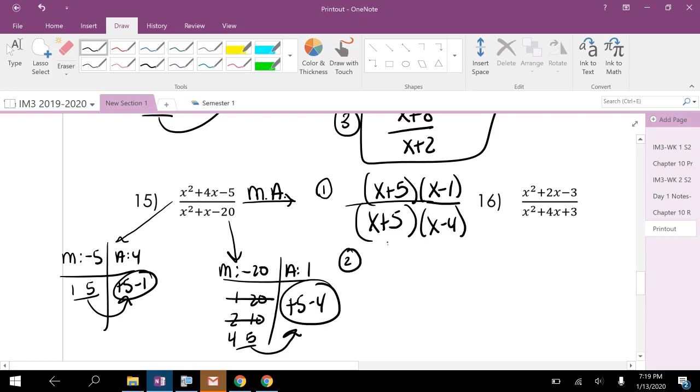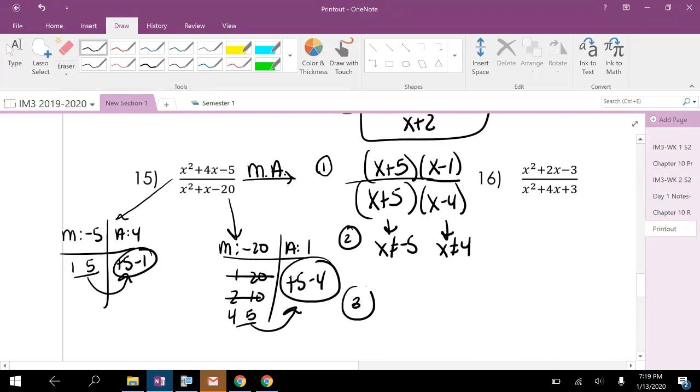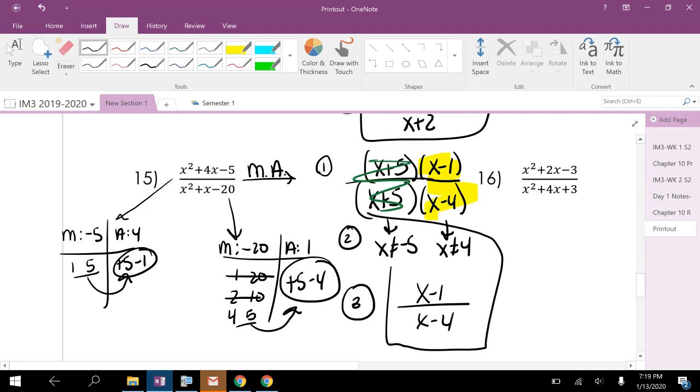And we need to list our excluded values. x cannot be negative 5 here, and x cannot be positive 4. And the very last step is to actually write out what the simplified version is. That's gone. And I'm left with x minus 1 all over x minus 4. My final answer. Now again, you could put parentheses in if you want. You don't have to.